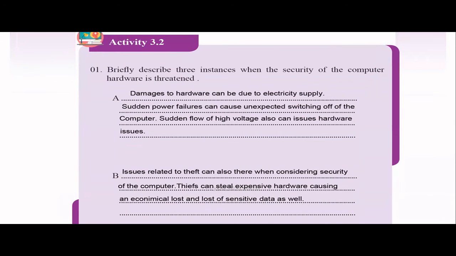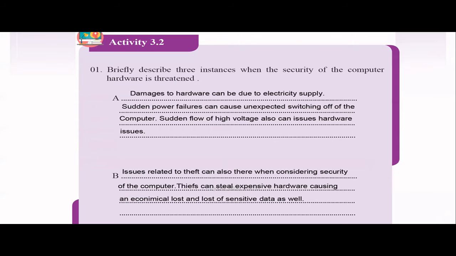In activity 3.2, briefly describe 3 instances when the security of the computer hardware is threatened, right? So I have written only 3. You can read your book and write any answer from there. What I have written is damages to hardware due to the electricity supply.